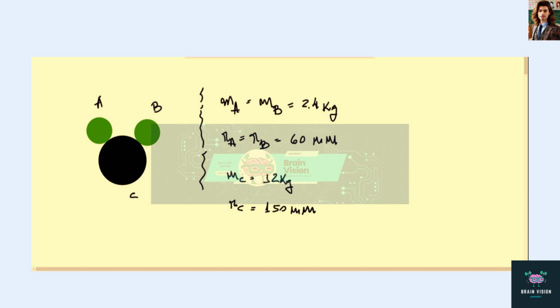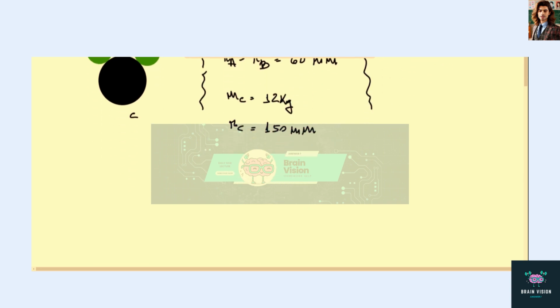We also know that a couple M with constant magnitude of 10 newton meters is applied to the gear C. And in part A, we want to know the number of revolutions of the gear C required for its angular speed to increase from omega 1 to omega 2, where omega 1 is equal to 100 and omega 2 is 450 rotations per minute. So that's part A.